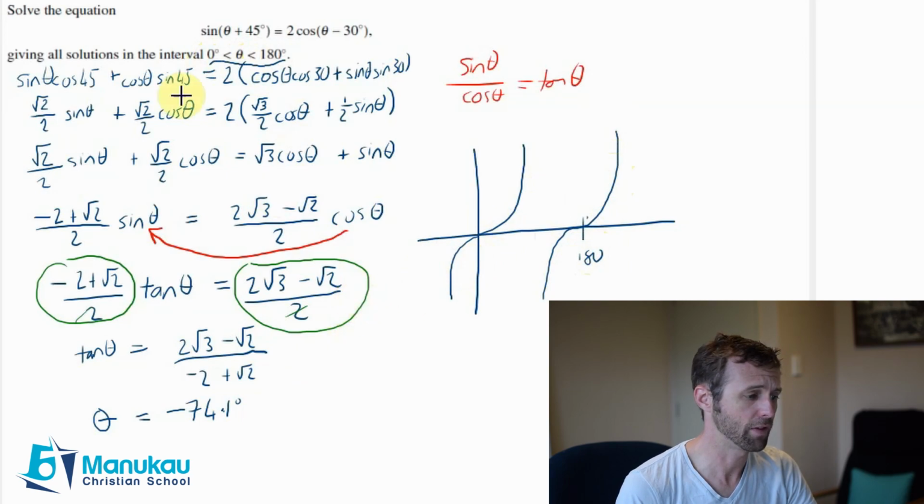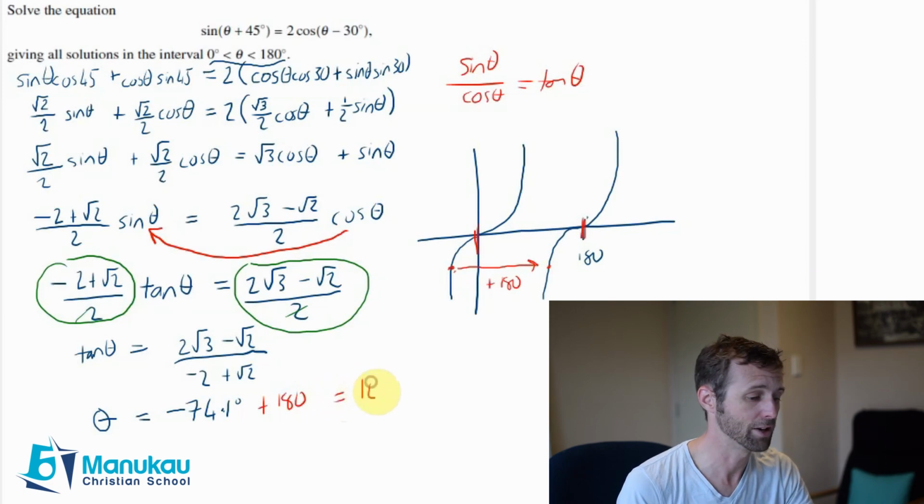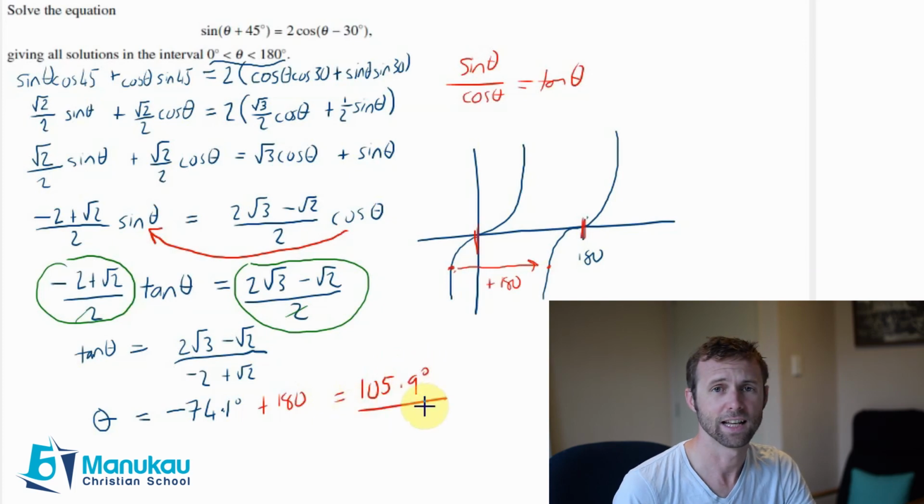Okay, we know we've got a value of minus 74. That's somewhere over here, say, right? So the only value in our range, which is from here to here, is going to be this value here. So all we do to get from here to here is add 180, because that's the periodicity of a tan graph. So we go minus 74 plus 180, and that gives us a final answer of 105.9 degrees. And that's the answer to that one.